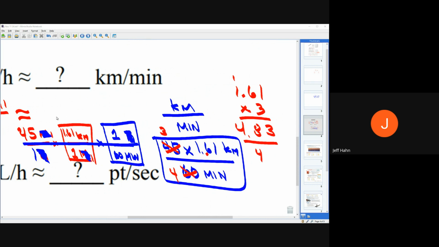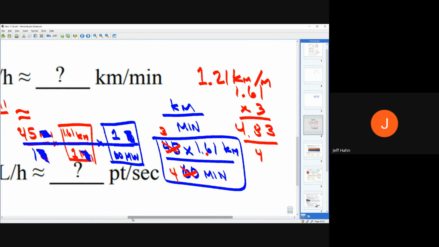1.2075, round to the nearest hundredth would be 1.21. Remember, it's like it's money, $1.21. I was in the wrong place; I was in the thousands place. So it's 1.21 kilometers per minute.